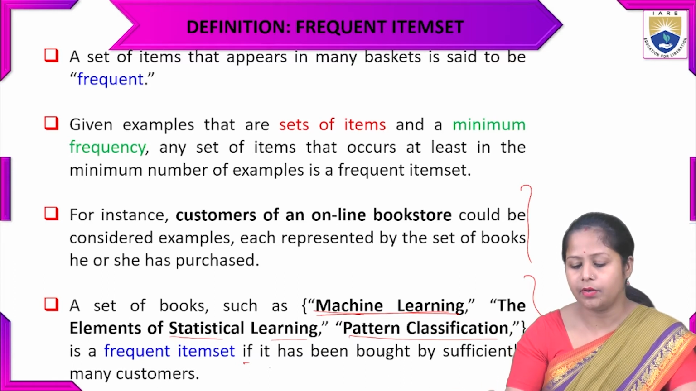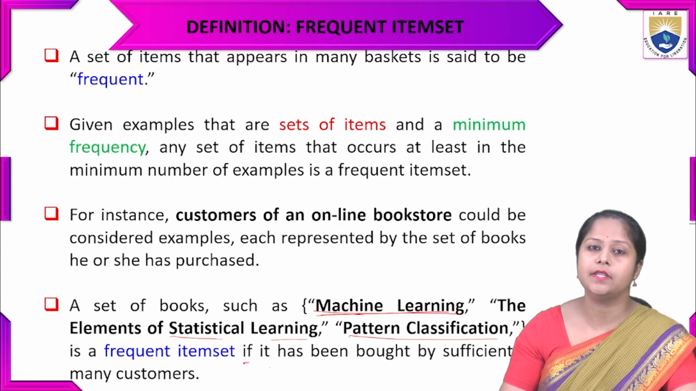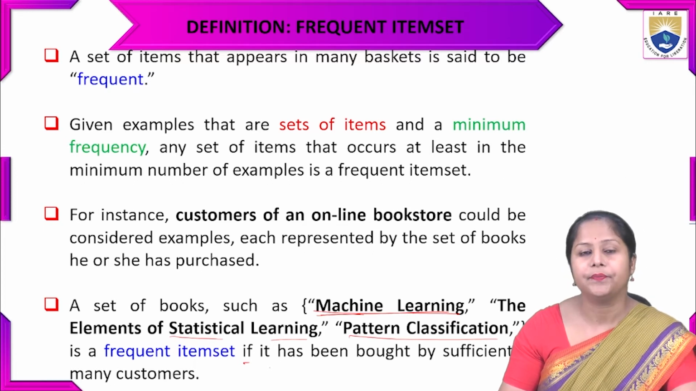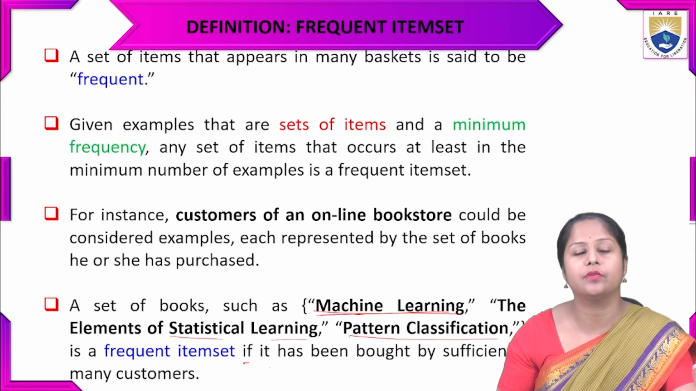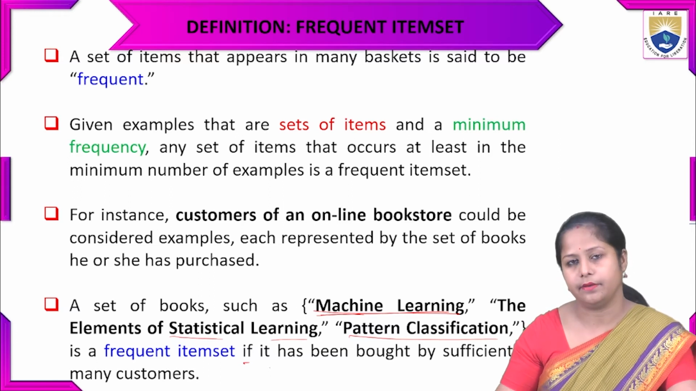So we understood what the frequent item set is for the online bookstore. If there are 3 books, and some other customers purchase the same book, that will be frequent in nature. So we will call that item set a frequent item set.